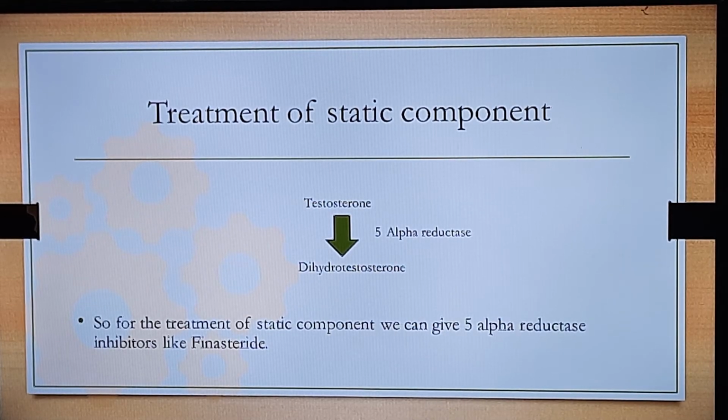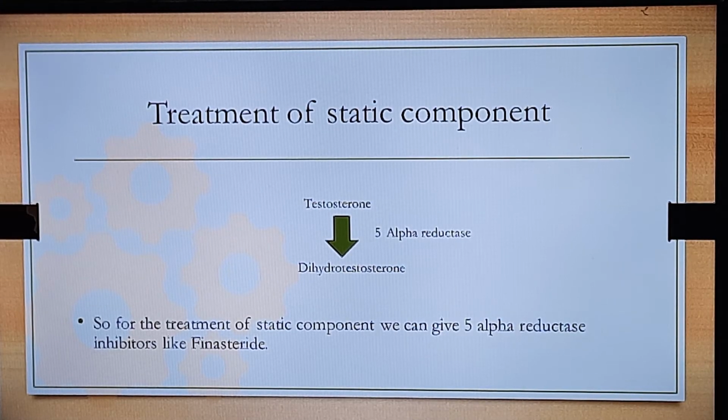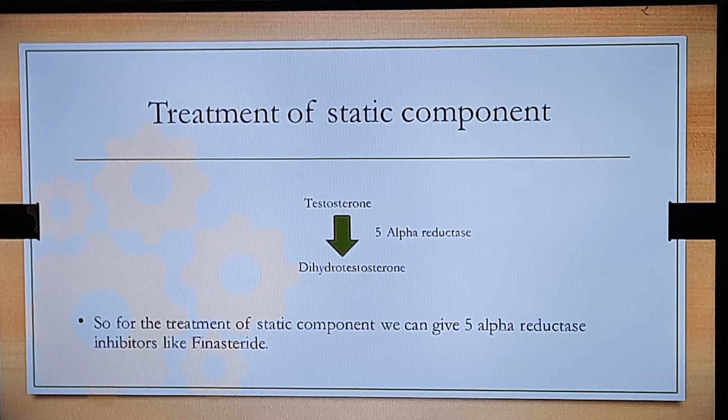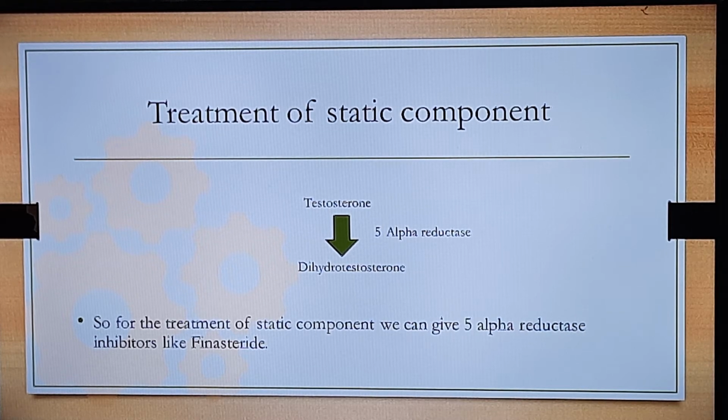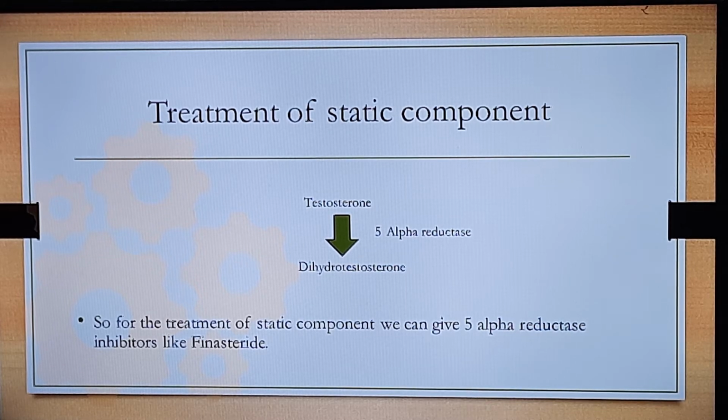Now moving to the next important element, that is the treatment of static component. हमने पढ़ा था कि जो static component होता है, that is mainly related to the size of our prostate gland. Now prostate की growth के लिए there is a very important chemical that is required, and the name of that chemical is dihydrotestosterone. अभी dihydrotestosterone हमारे बॉडी में बनता कैसे है?